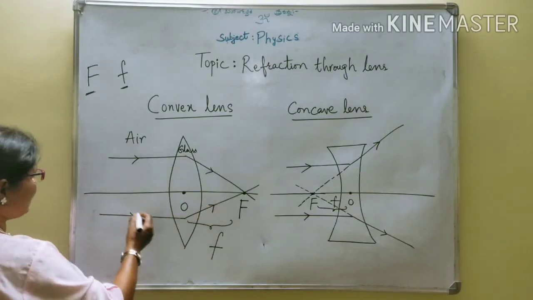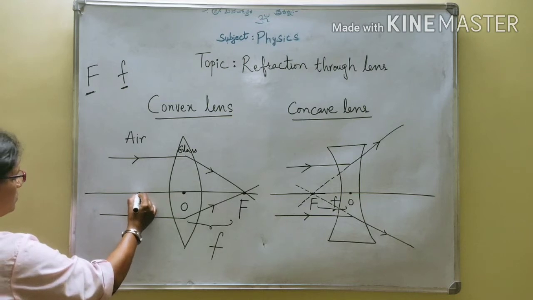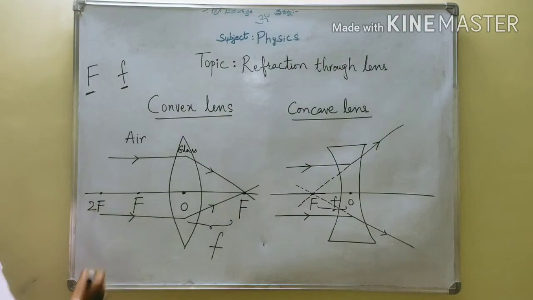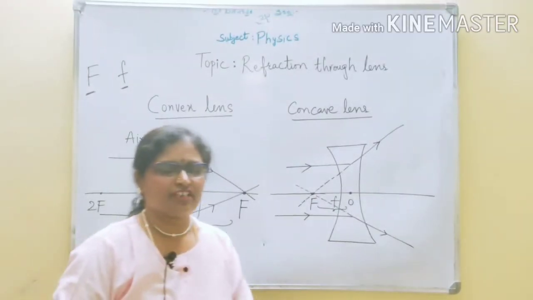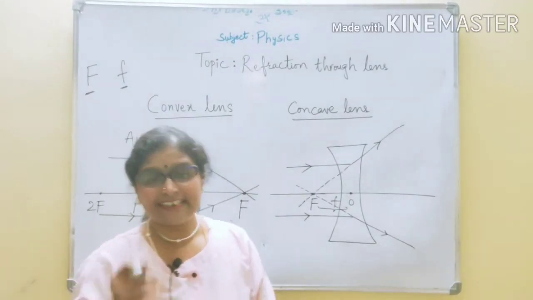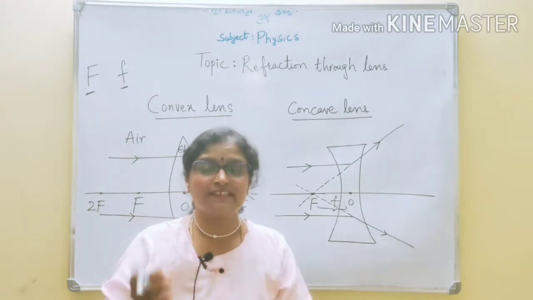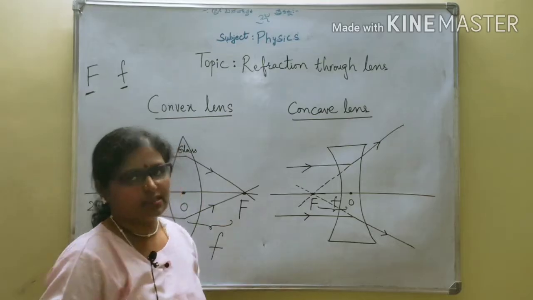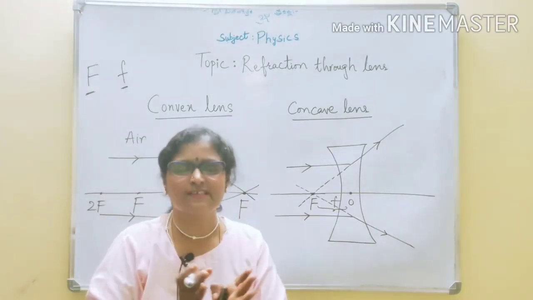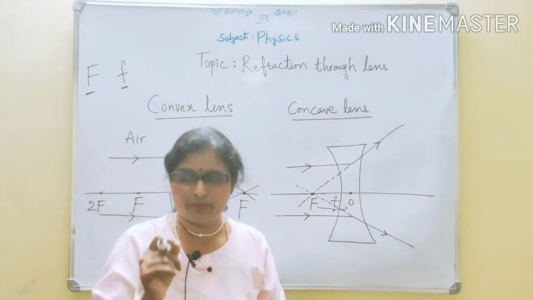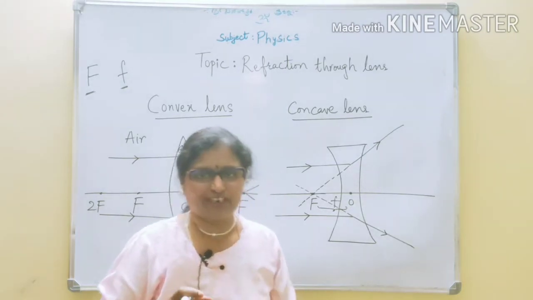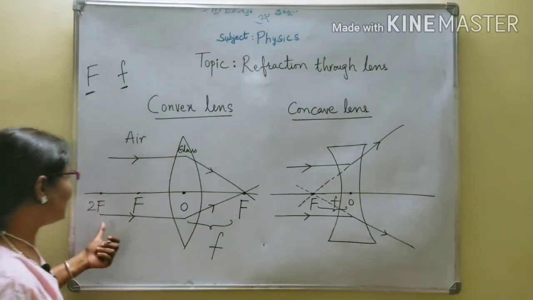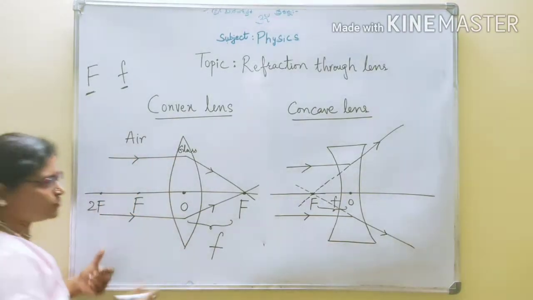So we need to understand what is the meaning of center of curvature. This is the focus and this point is nothing but the center of curvature. So center of curvature is nothing but the center of the sphere where the lens was a part of the sphere. So basically these all are spherical lenses. So it is a part of a sphere. That center of the sphere where the lens was a part of it, that is nothing but the center of curvature. And it is also represented as 2f. We can also write it as 2f.